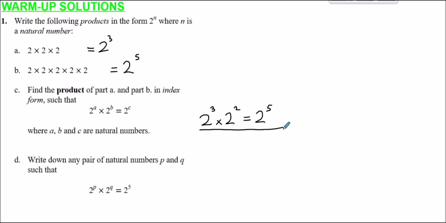For part D, write down any pair of natural numbers p and q such that 2 to the power p times 2 to the power q is 2 to the power 5. All we need to do is make sure that these two numbers sum to this final number here. So for p and q, we could have 1 and 4, 2 and 3, 3 and 2, whatever. I'm just going to go for maybe 2 and 3. So I'm going to pick p to be 2 and q to be 3. You could have picked 1 and 4. That would have been fine as well. It doesn't really matter. Now, question 2.